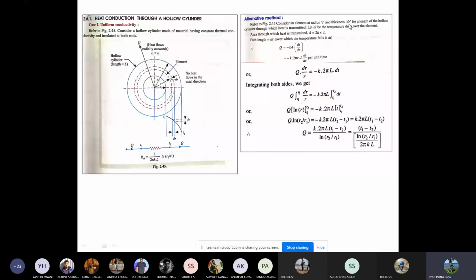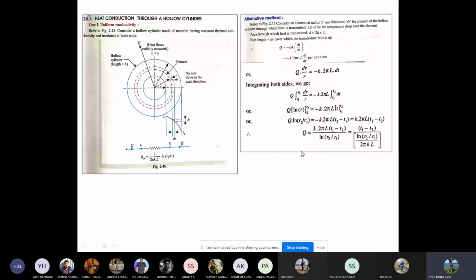So let dT be the temperature drop over the element. The area through which heat is transmitted is 2 pi rL. So you can substitute A equal to 2 pi rL in Fourier's law, and then rearrange: Q dr by r equals minus K 2 pi L dT, and integrate with the proper boundary conditions, that is R1 and R2, with the respective temperatures T1 and T2. You solve for it, and you get Q equal to T1 minus T2 divided by ln(R2/R1) over 2 pi KL. This is the expression we discussed in the last class, but I did not show you the derivation. So here is the derivation. If you have any doubt, you can always look into the slide.